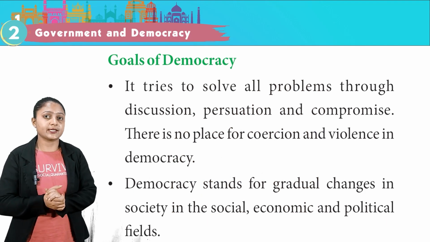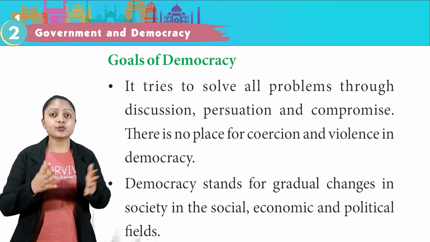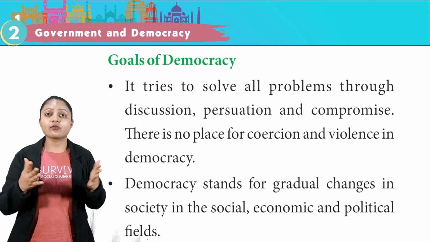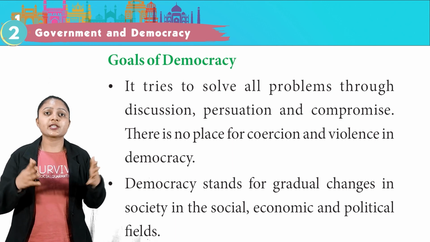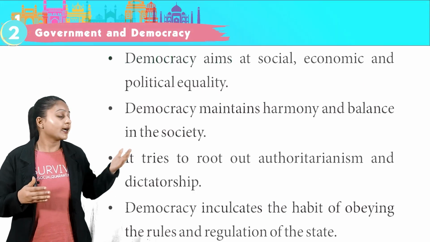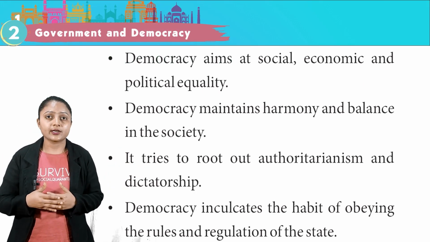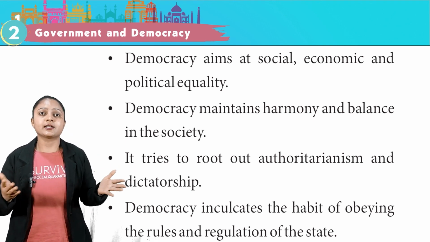Goals of democracy. It tries to solve all problems through discussion, persuasion, and compromise. There is no place for coercion and violence in democracy. Democracy stands for gradual changes in society in the social, economic, and political fields. Democracy aims at social, economic, and political equality. Democracy maintains harmony and balance in the society.